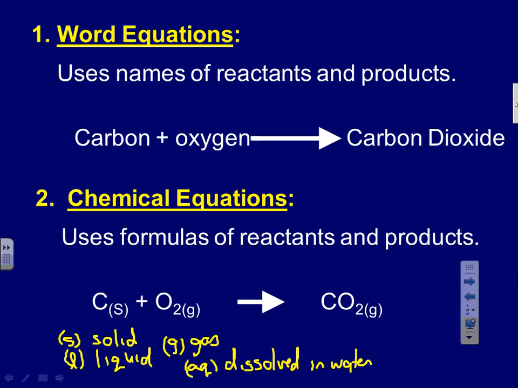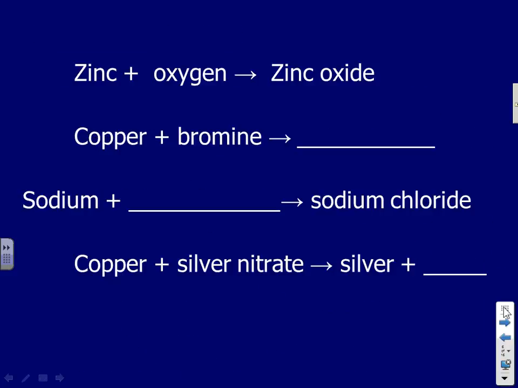Okay. So you can see here we've got carbon, solid, O2, which is a molecule of oxygen gas. They combine and it produces CO2, which is carbon dioxide, and it is also a gas. Okay? So those are chemical equations. Let's do a few examples here.